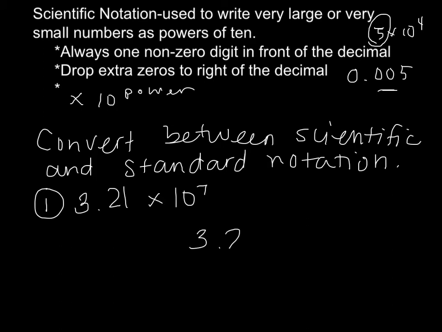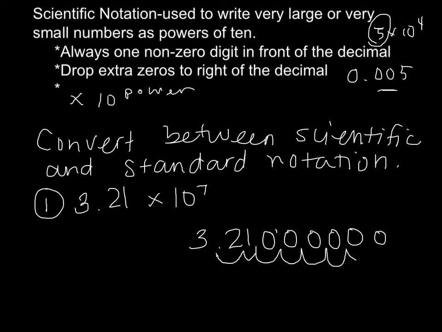3 and 21 hundredths. Now I need to move it 7 spots. I'm just going to put a couple zeros down so I don't lose my spots because I don't want to move it the wrong amount. So I'm going to put 1, 2, 3, 4, 5. Let's do 6 for good luck. Okay, so I'm going to move it 1, 2, 3, 4, 5, 6, 7 spots to the right.